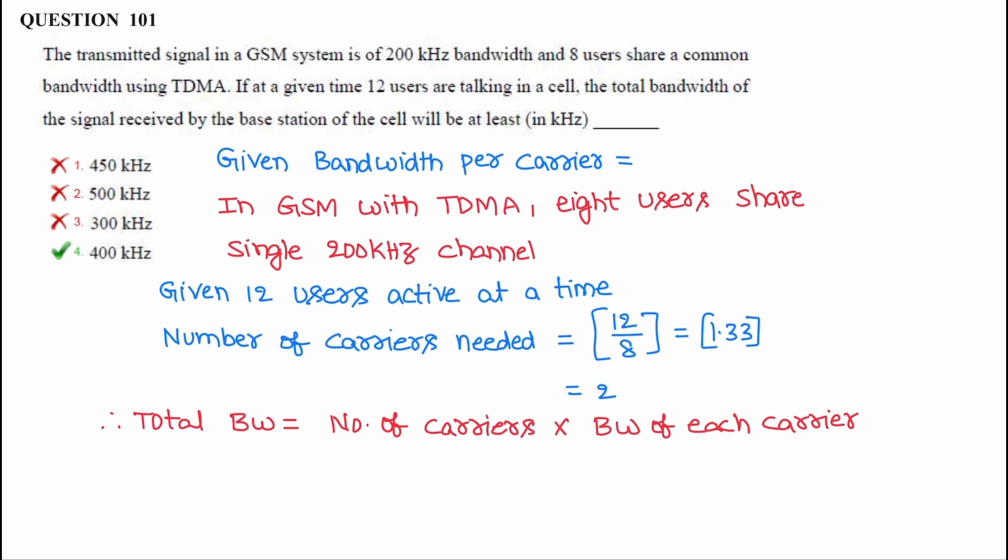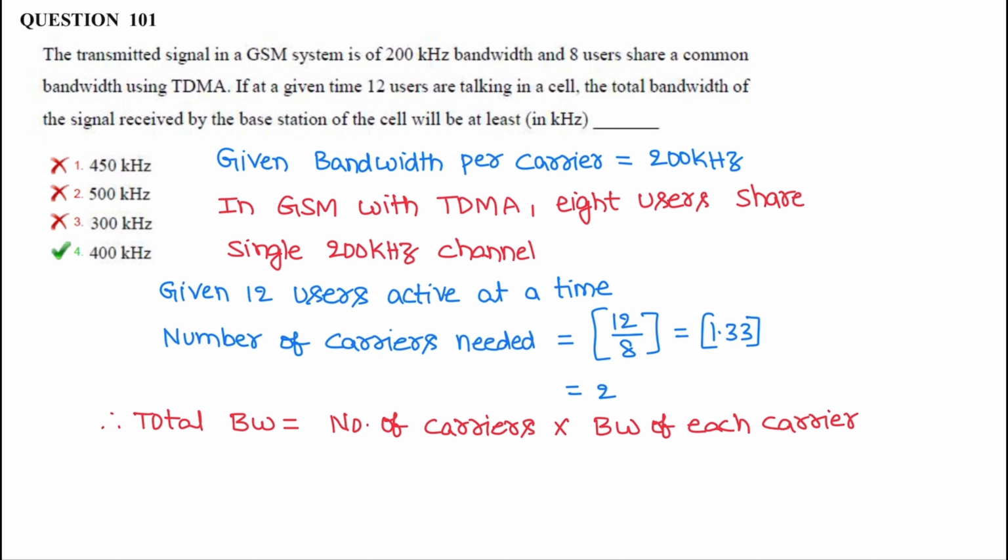Number 101. The transmitted signal in a GSM system is of 200 kHz bandwidth and 8 users share common bandwidth using TDMA. If at a given time 12 users are talking in a cell, the total bandwidth of the signal received by the base station of the cell will be at least, in kilohertz, is. Given: bandwidth per carrier is 200 kilohertz and 8 users share a common bandwidth using TDMA.